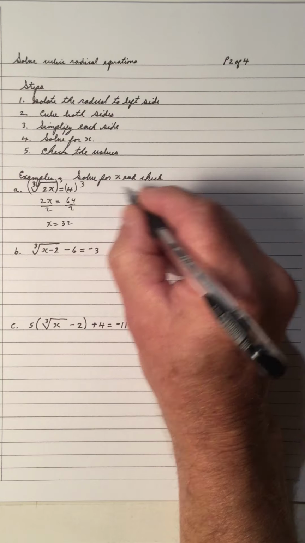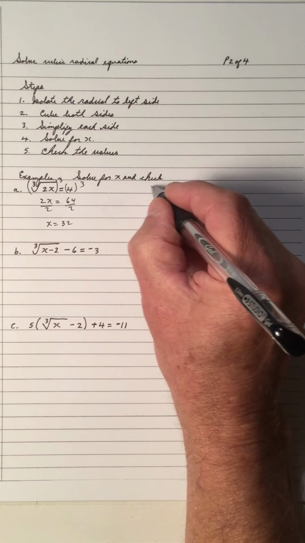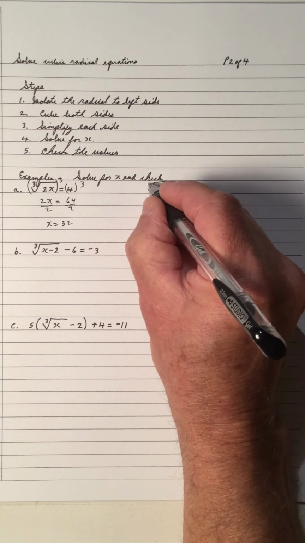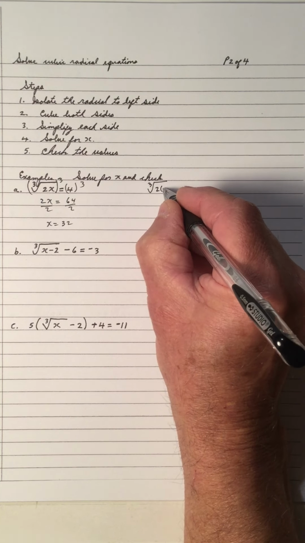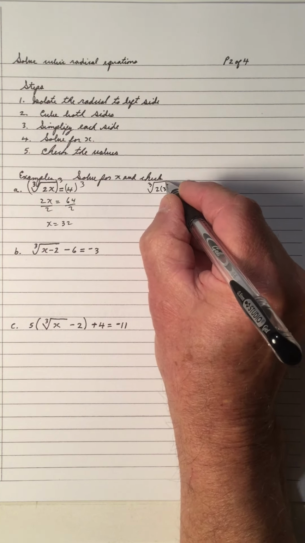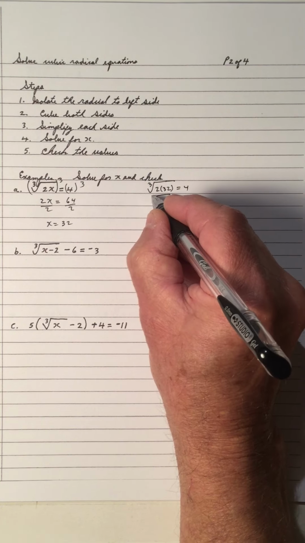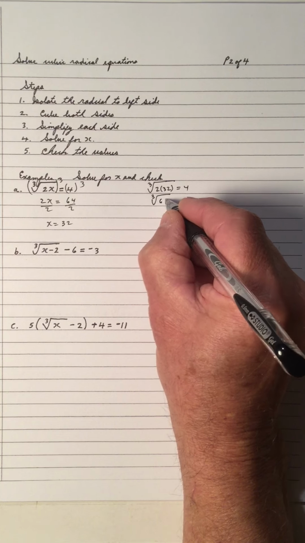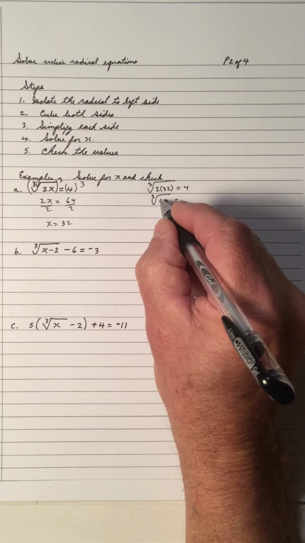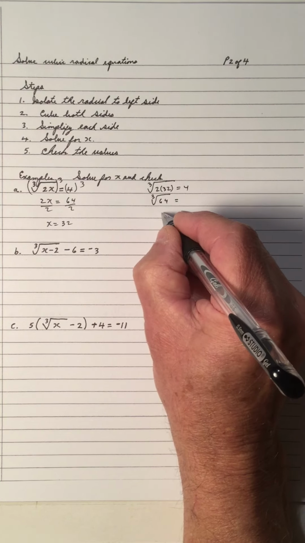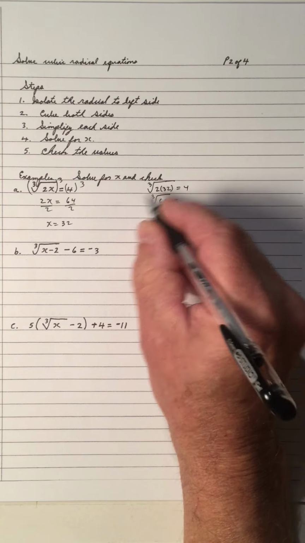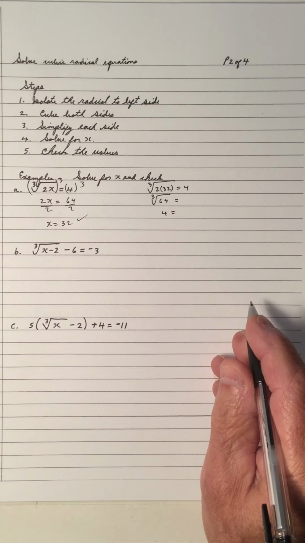Now we're going to check it. We put 32 back in the place of x, so the cube root of 2 times 32 equals 4. The cube root of 64 equals, bring it down, the cube root of 64 is 4, so it works.